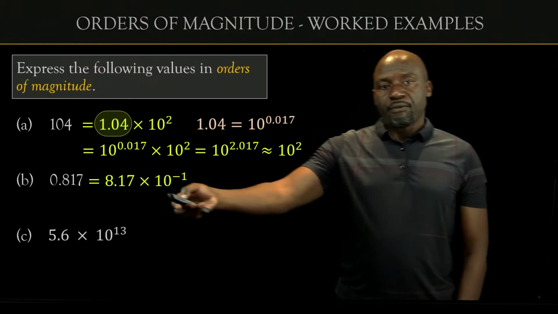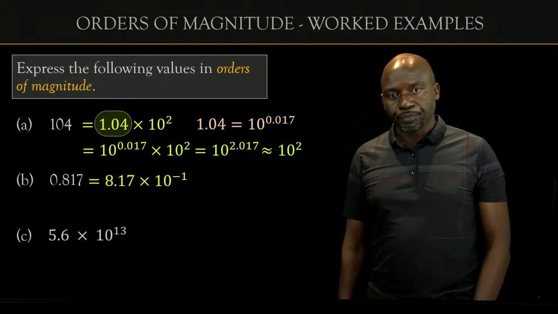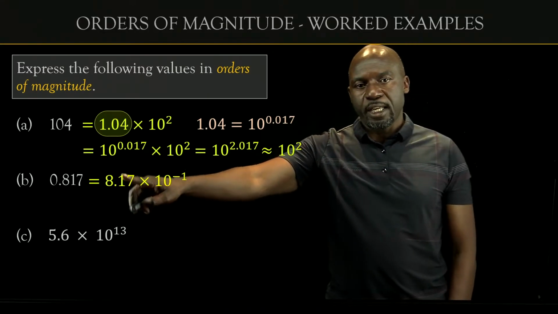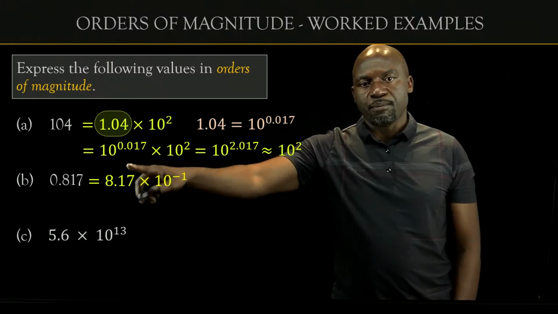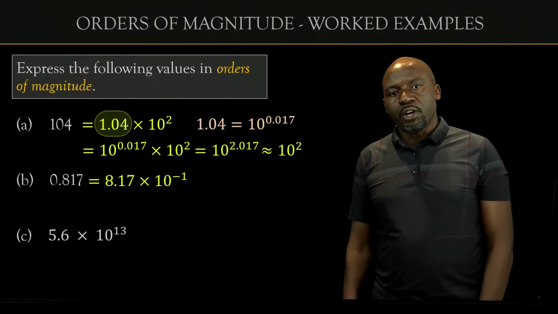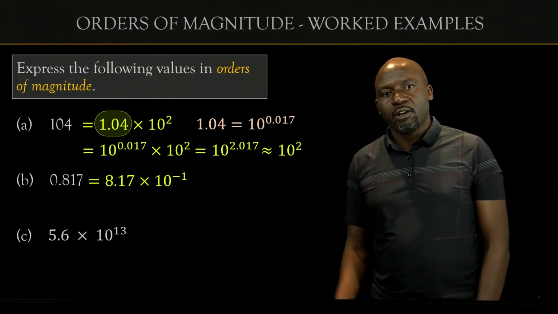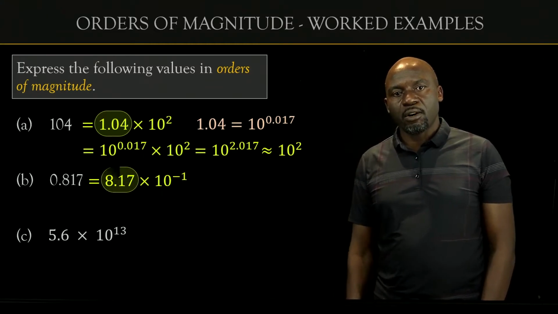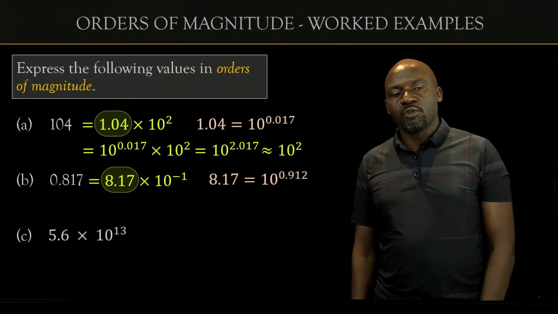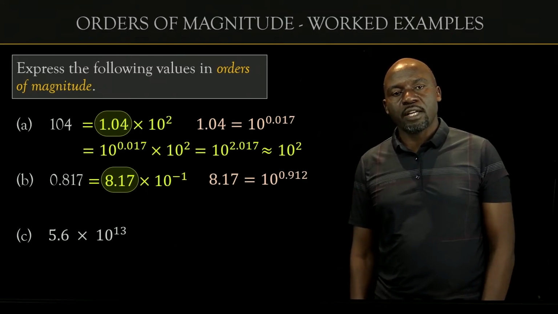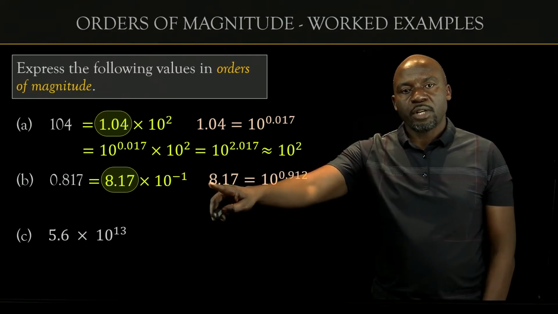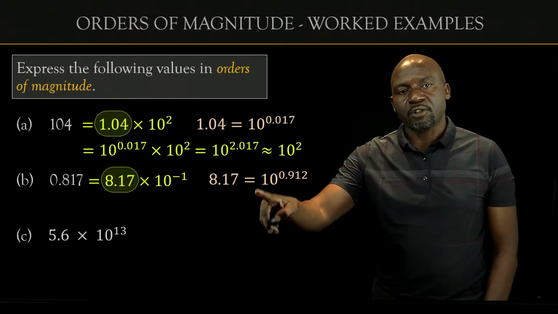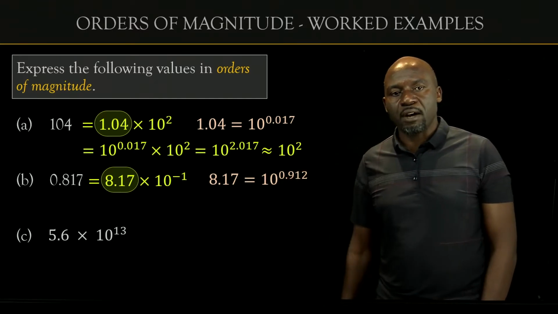All right, so we've expressed this in scientific notation. The next thing is to pick this one here and write it in orders of magnitude. So we are going to calculate log to base 10 of 8.17, and log to base 10 of 8.17 is going to be 0.912. Try that on your calculator. So we will express 8.17 as 10 to the power of the log that we found.